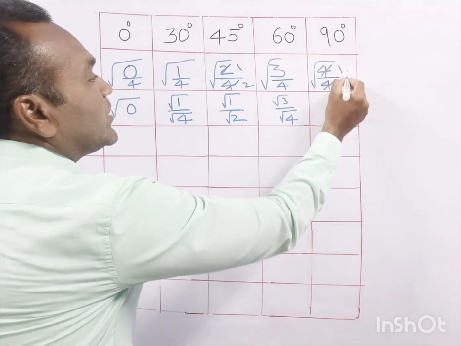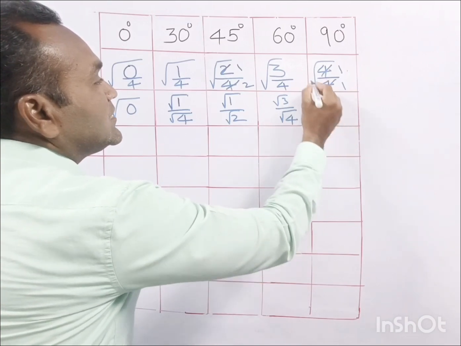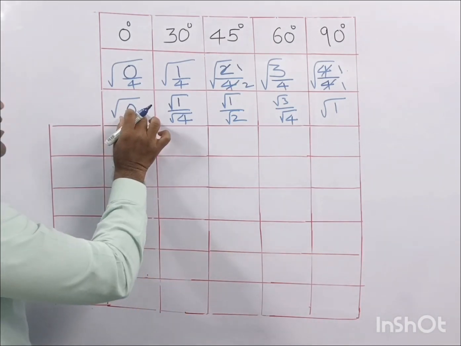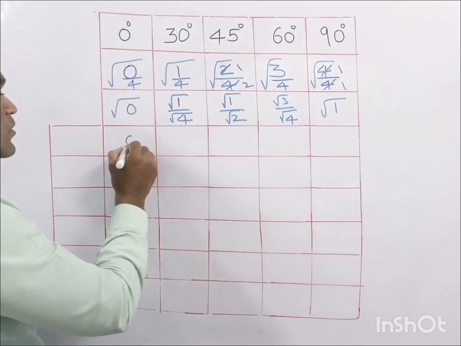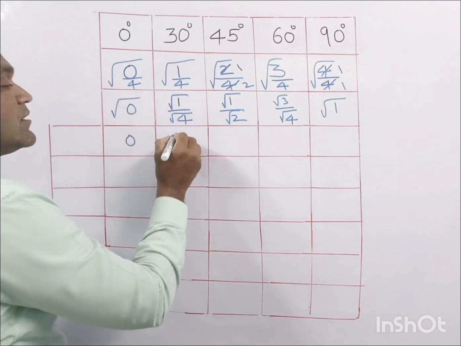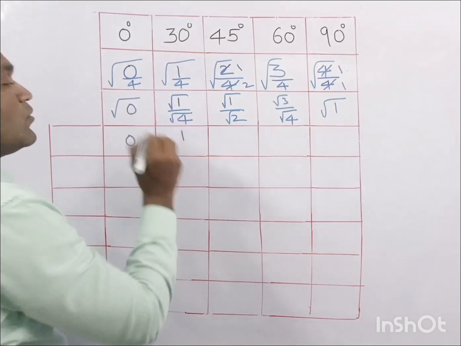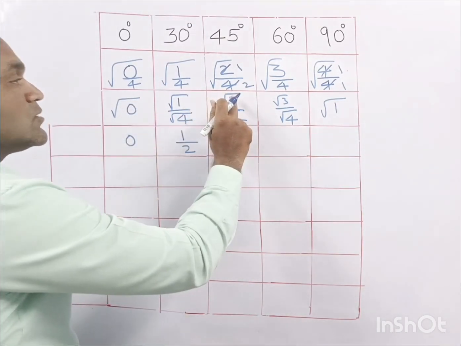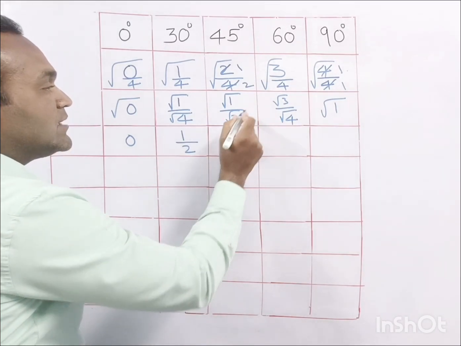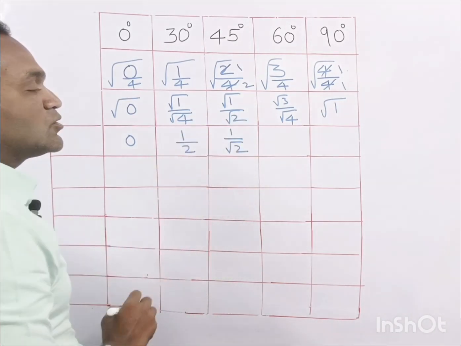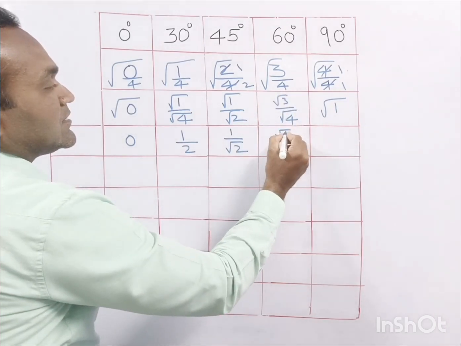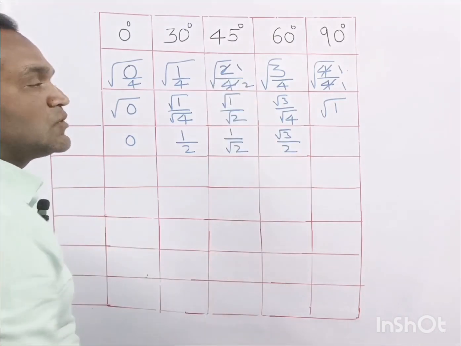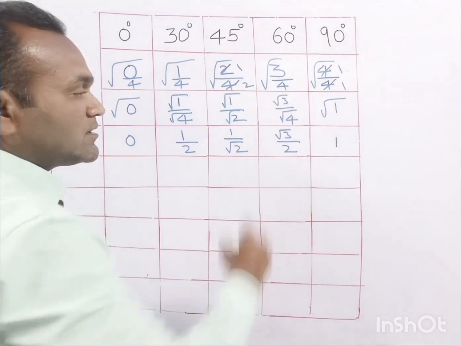Next is 1 by 1 means 1, which is under root. Now square root of 0 is 0. Square root of 1, as you know, is 1 only. And square root of 4, this is 2. Square root of 1, again 1. Square root of 2 we will keep as it is. Square root of 3, we will keep as it is, same. Square root of 4 is 2, and square root of 1 is 1.